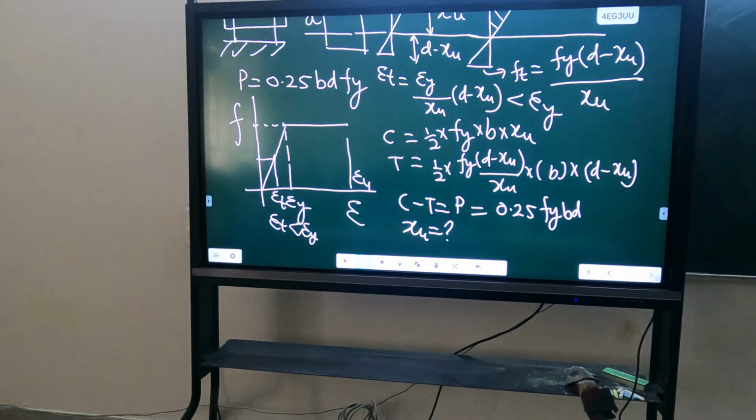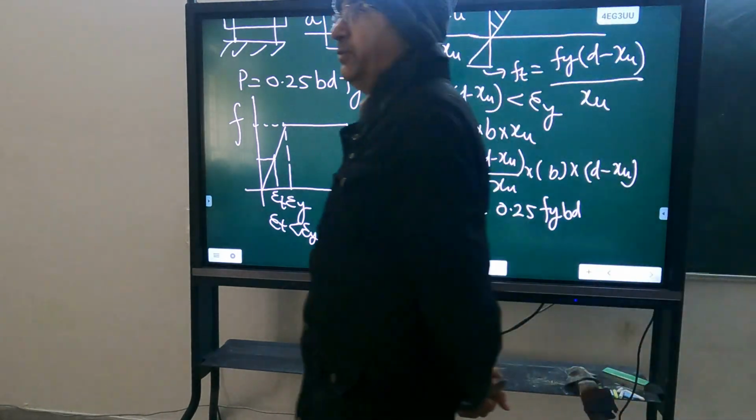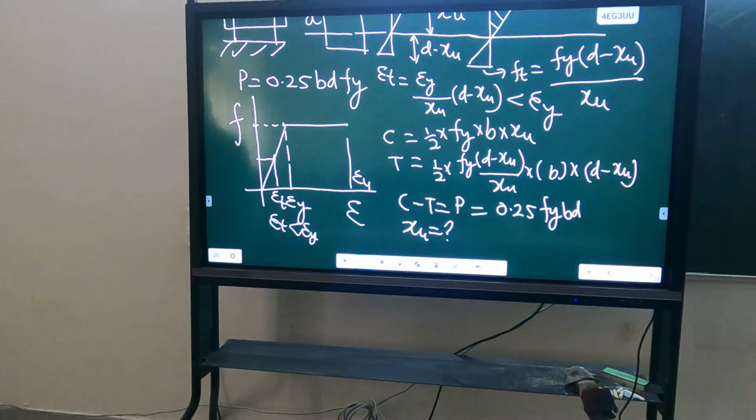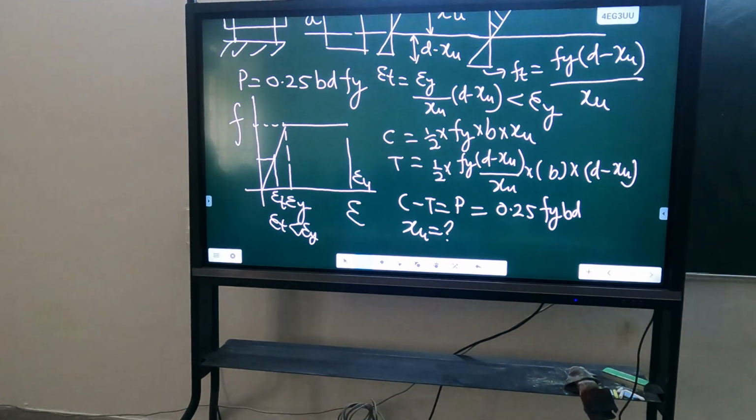So, if you want to do iterations, what value of xu would you like to take? From where will you start? You can start from anywhere from 0 to infinity. So which value would you like to take? More than dy. So it will be between dy and d. So assume a value between dy and d. Calculate C and T.